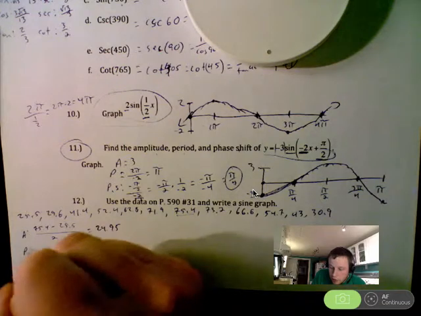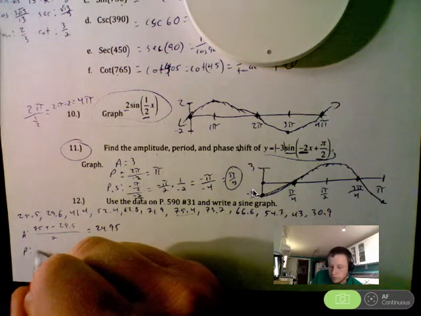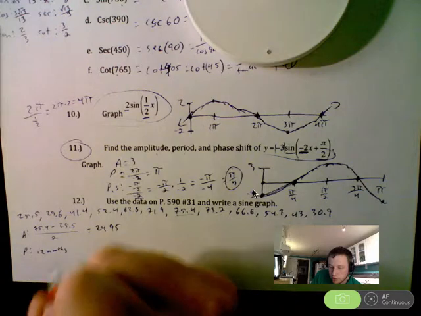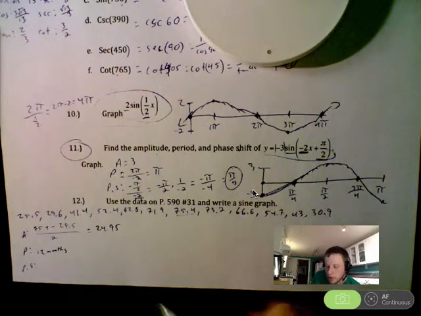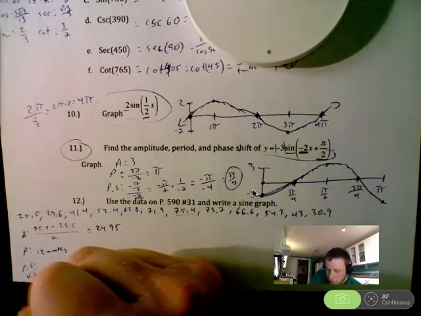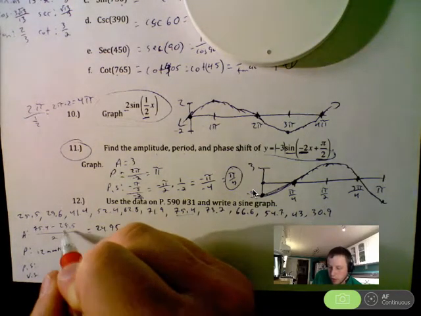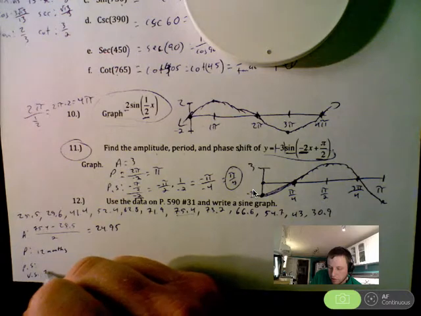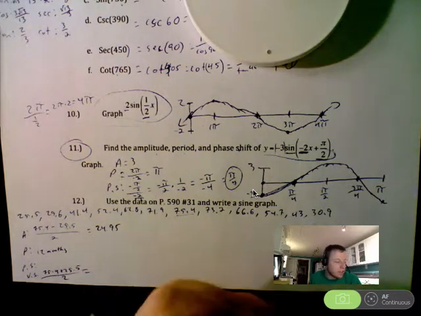Okay, our period is 12 months. Our phase shift we'll talk about here in a minute, and we also have a vertical shift. Now, for a vertical shift, this is the largest plus the smallest divided by 2. So our largest 75.4, but we're going to add 25.5, so 75.4 plus 25.5. Divide that by 2, and that'll give us our vertical shift.